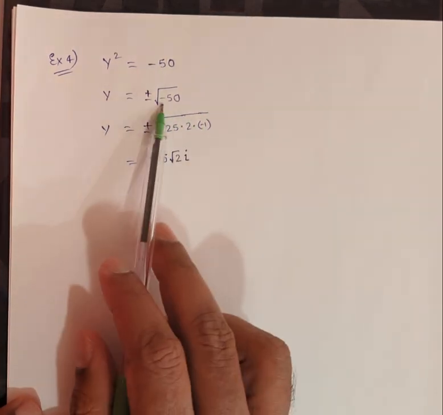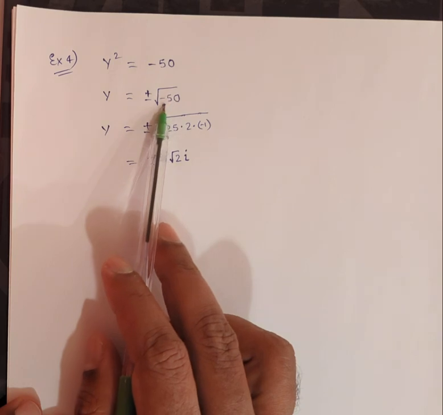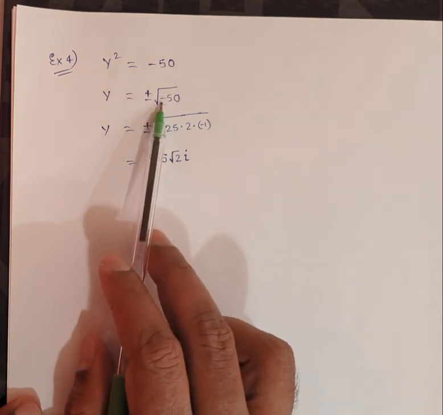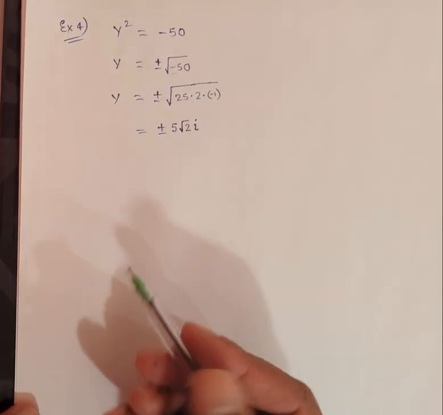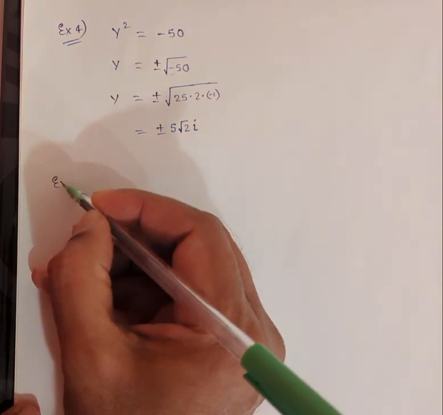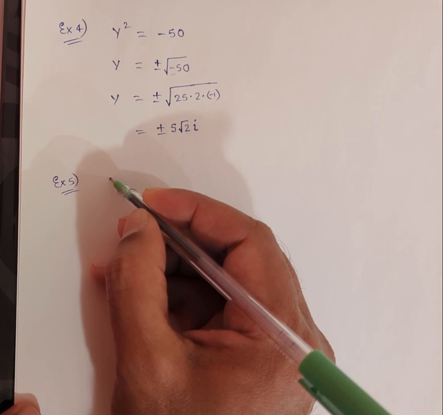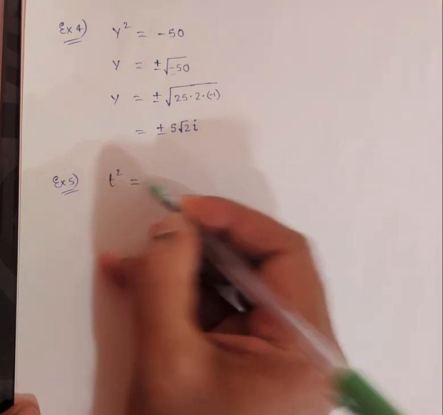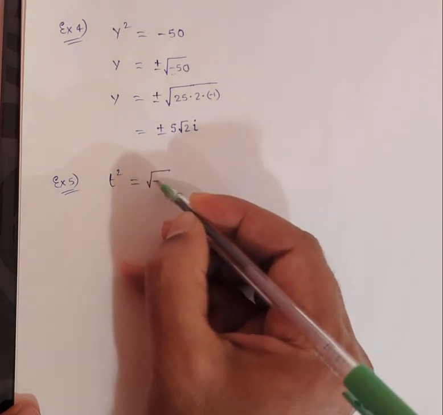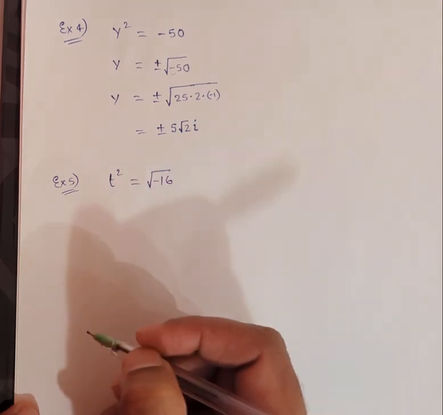Alright, so without the negative, it would have been just 5 square root 2, but the negative under the square root will give me an i. Alright, let's try one more. What about t square equals square root of negative 16?